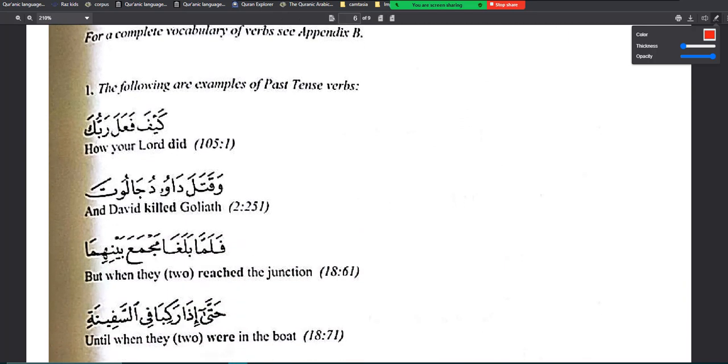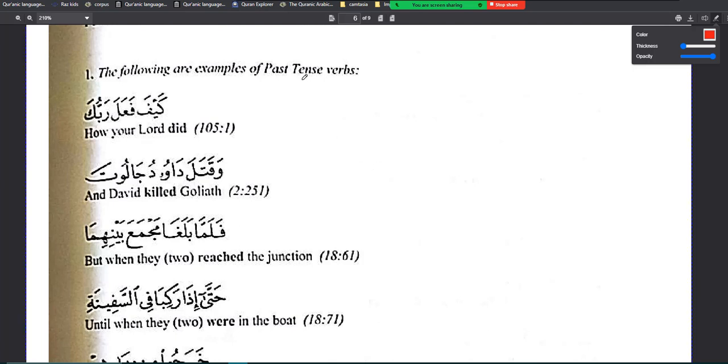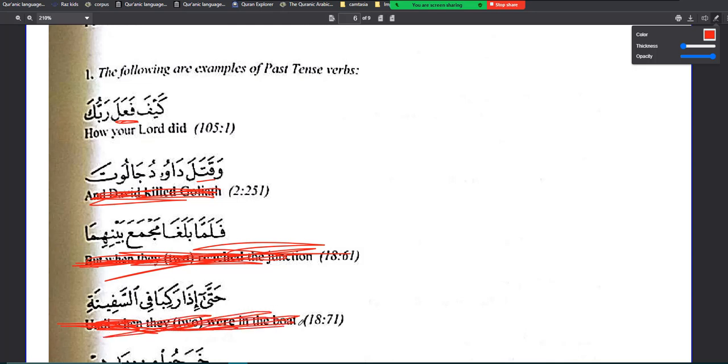And the following are examples of past tense verbs, that is fi'l madi. كيف فعل ربك? We just did that, right? فعل. Okay. وقتل, my favorite example. وقتل داود جالوت. قتل. Can you translate this? Okay, very good. فَلَمَّا بَلَغَ مَجْمَعَ بَيْنِهِمَا. No, just tell me the fi'l madi, balagha, right? So what is the meaning?